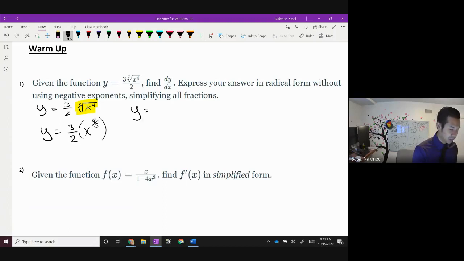I can take the derivative of this, and this is actually a little bit easier. This is going to be 3 over 2 times the derivative of that function right there. Using the power rule, I just bring down the power, 4 over 5 times x to the 4 over 5 minus 1, which is going to simplify to be negative 1 over 5.